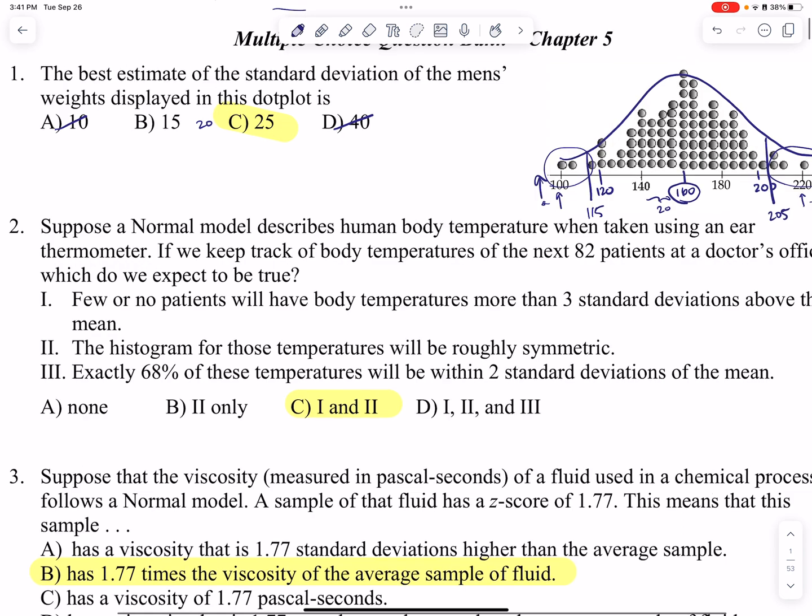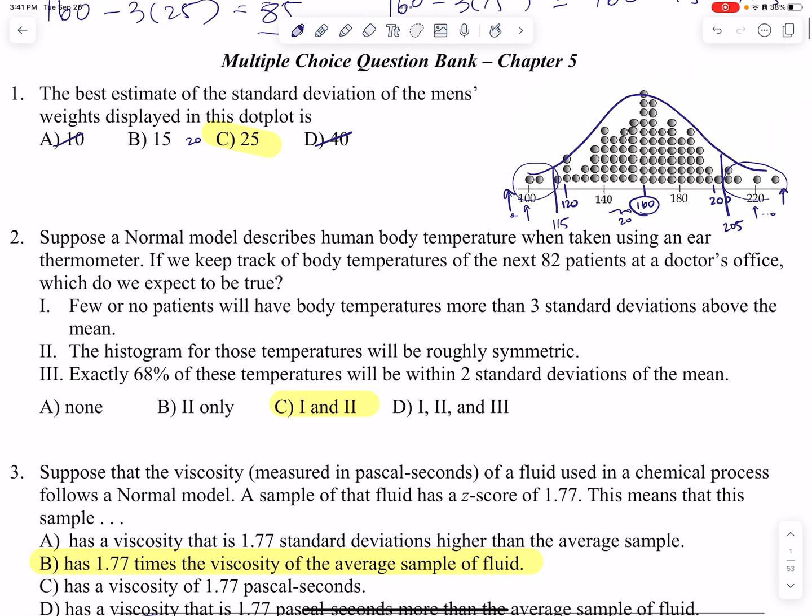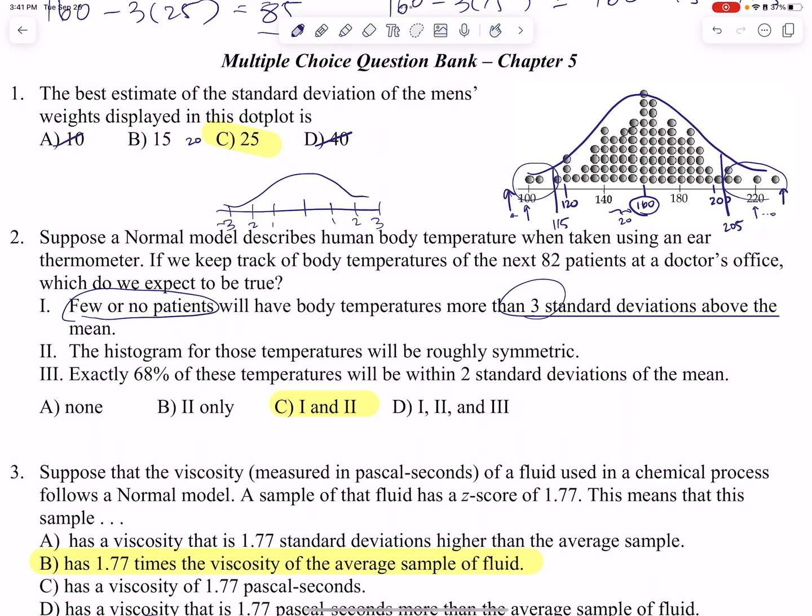Okay, for number 2, let's talk about why this would be true. Fewer or no patients will have a body temperature more than 3 standard deviations. Yes, absolutely, that's the definition of what 3 standard deviations is. Few or no patients, which we looked at above, is that on your normal model, you're going to have 1, 2, 3, 1, 2, 3, and you can see that this model is low down here because there's not many people that are more than 3 standard deviations away. So yes, that is true.